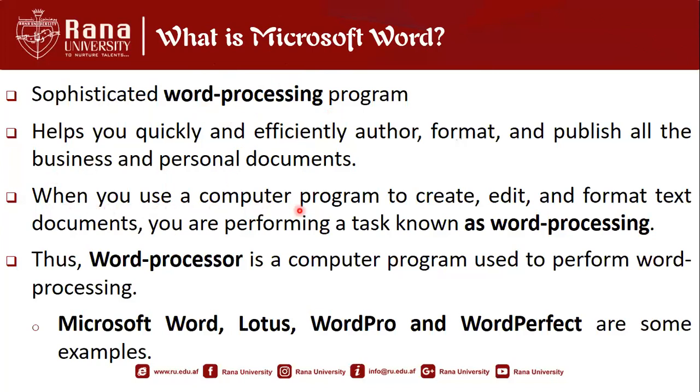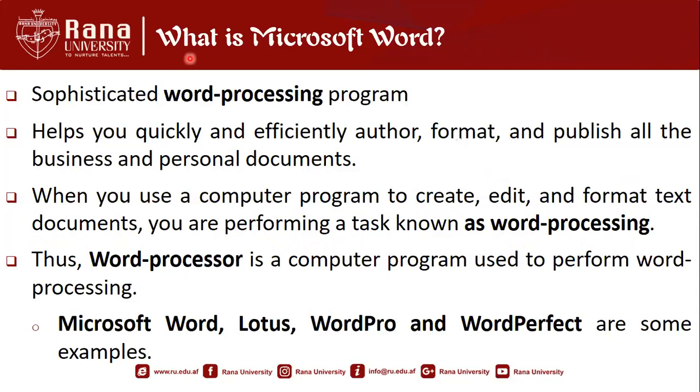When you use a piece of software in order to create, edit, and format text documents, you are basically performing a task. This task is known as word processing. For instance, you open Microsoft Word, you type in something, you edit that text, you format it, and you save it. So you are performing a task, and this task is referred to as a word processing task.